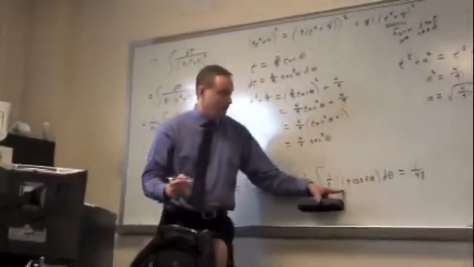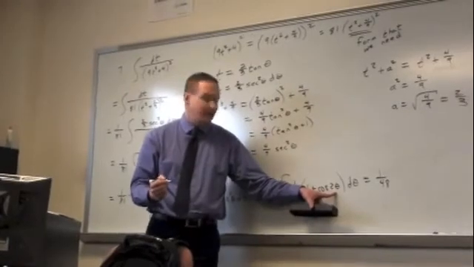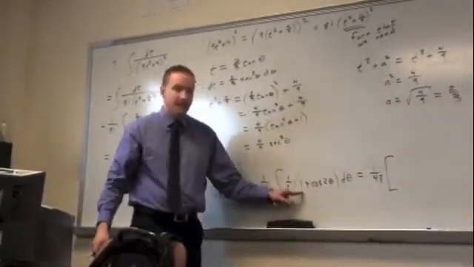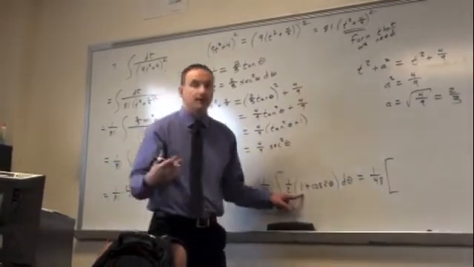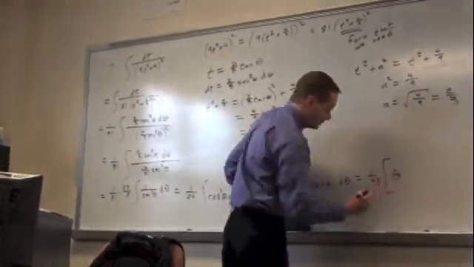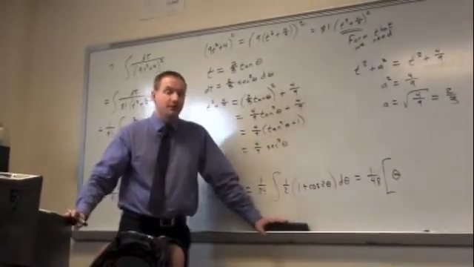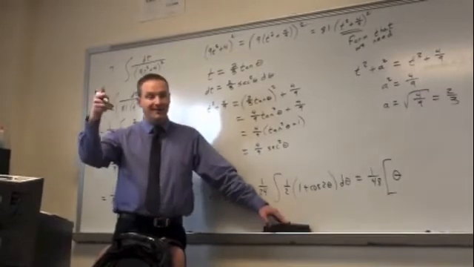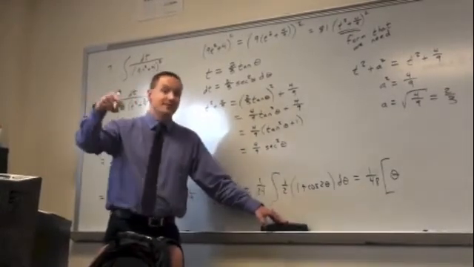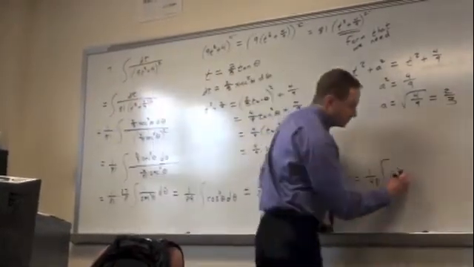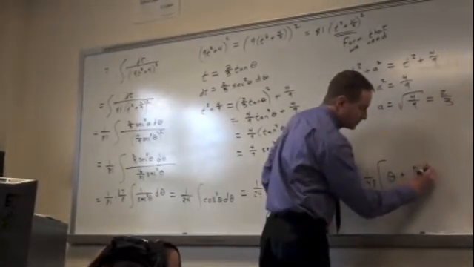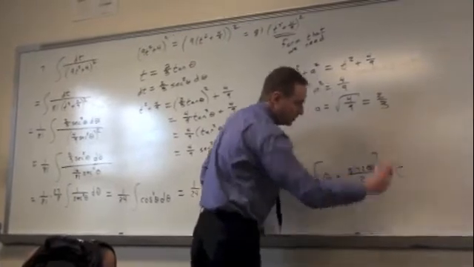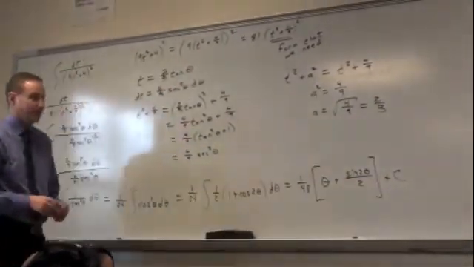And now, could we integrate both of these terms? Yes, we can. So I'll just say 1/48 times the group: the integral of 1 with respect to theta, theta, plus the integral of the cosine of 2 theta with respect to theta. The integral of cosine of 2 theta is going to give me the sine of 2 theta divided by 2, plus the constant of integration.